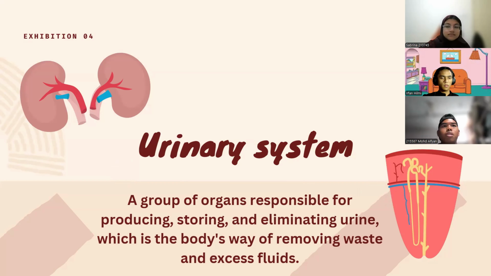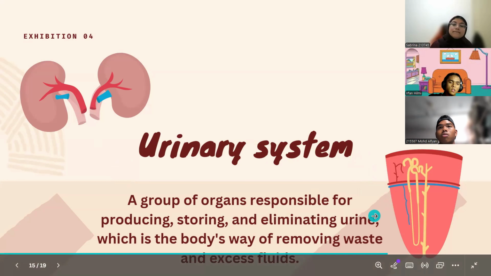Okay, now for my part, I, Mohammad, will share with you about the urinary system. The urinary system is a group of organs responsible for producing, storing, and eliminating urine, which is the body's way of removing waste and excess fluids.